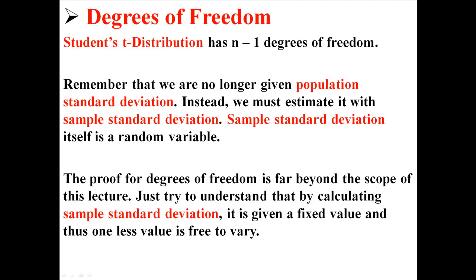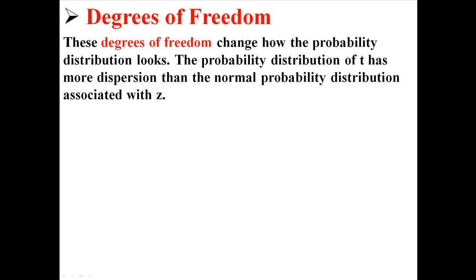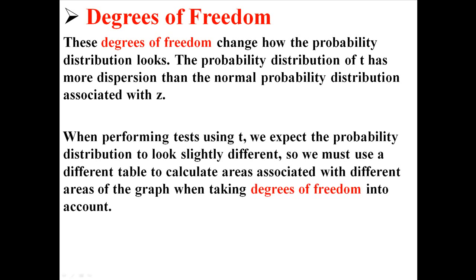So I'm talking about degrees of freedom, and the real deep explanation, the actual proof for degrees of freedom, is far beyond the scope of an introductory course. Just try to understand that by calculating sample standard deviation, we're giving it a fixed value. So that is one value that is no longer free to vary. Now, these degrees of freedom change how the probability distribution looks. The probability distribution of t has more dispersion, basically a larger variance or standard deviation, than the normal probability distribution associated with z. When performing tests using t, we expect the probability distribution to look slightly different.